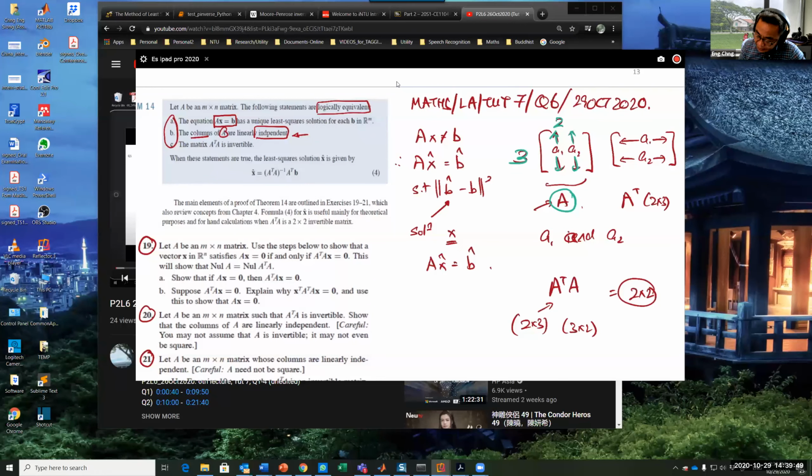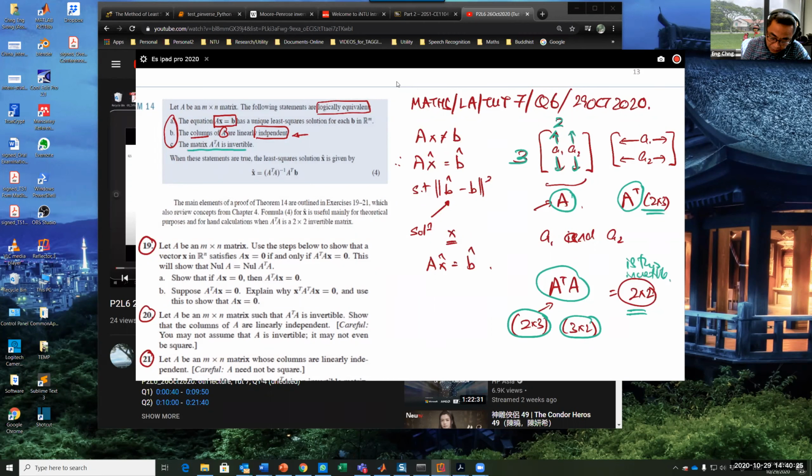Right? If I have A, I can form A^T, which is nothing but the transpose of A. So if I have a 3 by 2 matrix, then the transpose is a 2 by 3 matrix. I can multiply A^T by A. A^T is a 2 by 3 matrix, A is a 3 by 2 matrix. Therefore, A^T A is a 2 by 2 matrix. It is a square matrix. The question now is: is this matrix invertible? And if it is invertible, then of course we can do something about it.